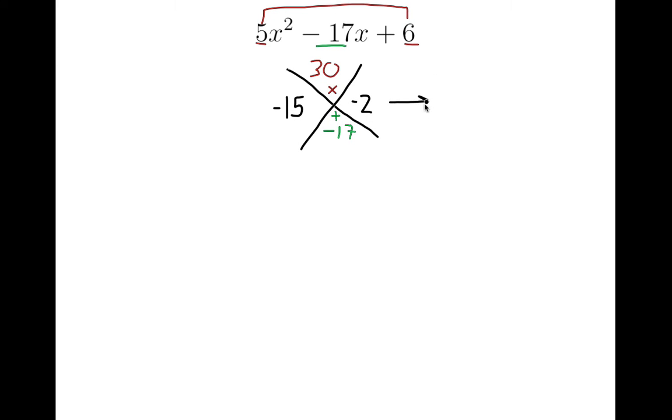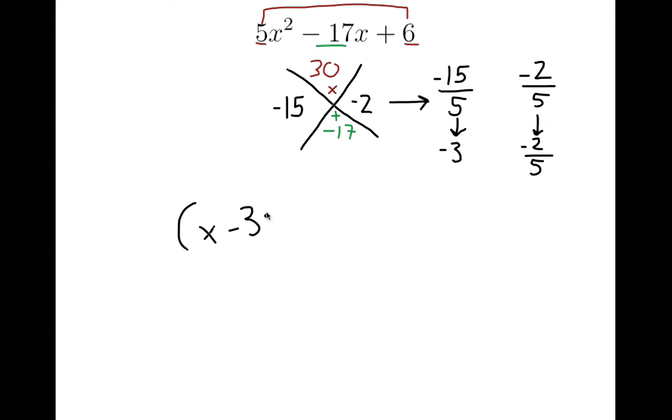My next step in bottoms up was to take those numbers, negative 15 and negative 2, and divide by this coefficient associated with x squared. So I'm going to take them and divide by 5. So I'll have negative 15 over 5 and negative 2 over 5. Simplifying where I can, negative 15 over 5 becomes negative 3, and negative 2 over 5 just stays as negative 2 over 5. Continuing along, I'll have x minus 3 and x minus 2/5.